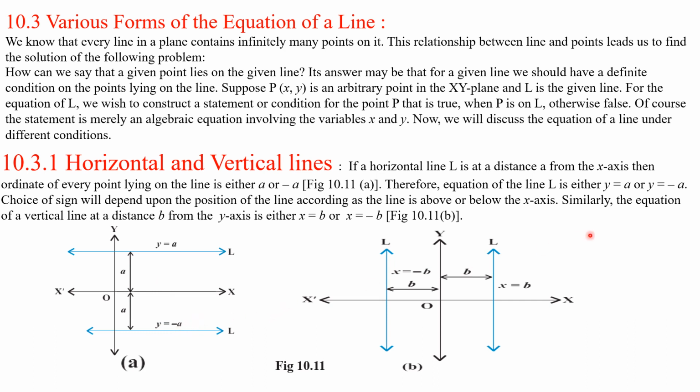Similarly, the equation of a vertical line at a distance of b units from the y-axis is either x is equal to b or x is equal to minus b.